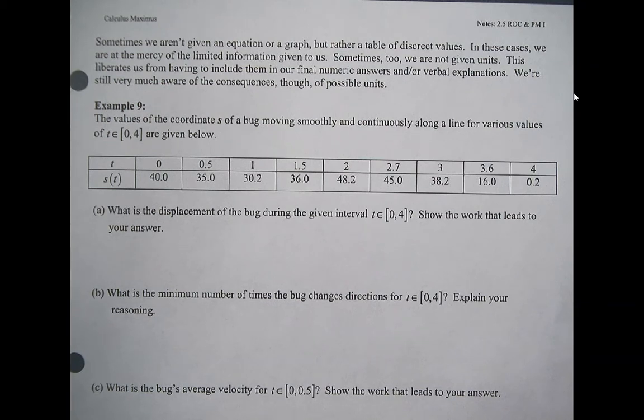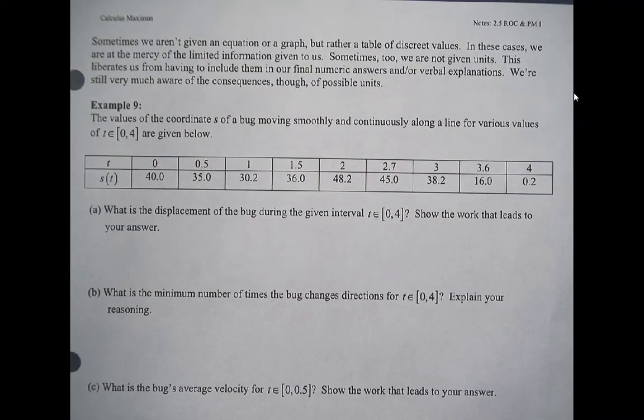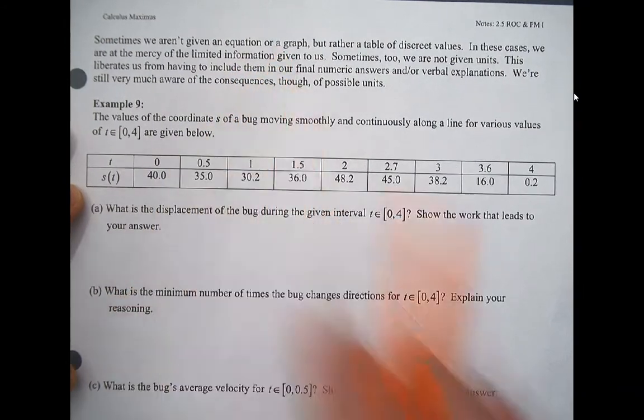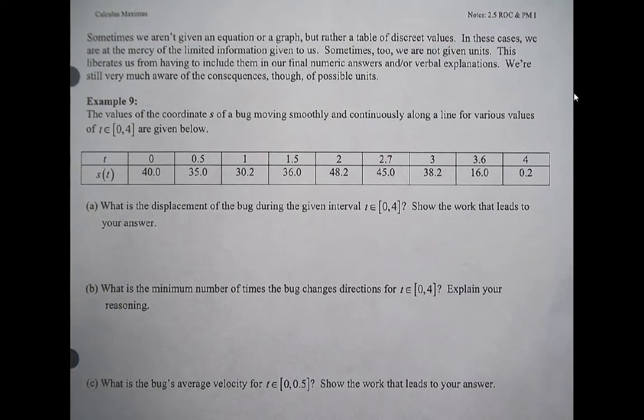And so if you look at the last couple of notes that we did, here was a situation where we were given the graph. Here was a situation where we were given an equation. And now we're doing the third form of information that's given in a table. In these cases, we're at the mercy of the limited information given to us. So we can't really say a lot about what the function is. We don't know if it's a polynomial. We don't know how it behaves beyond the points that they've given us and what they've told us in the story.